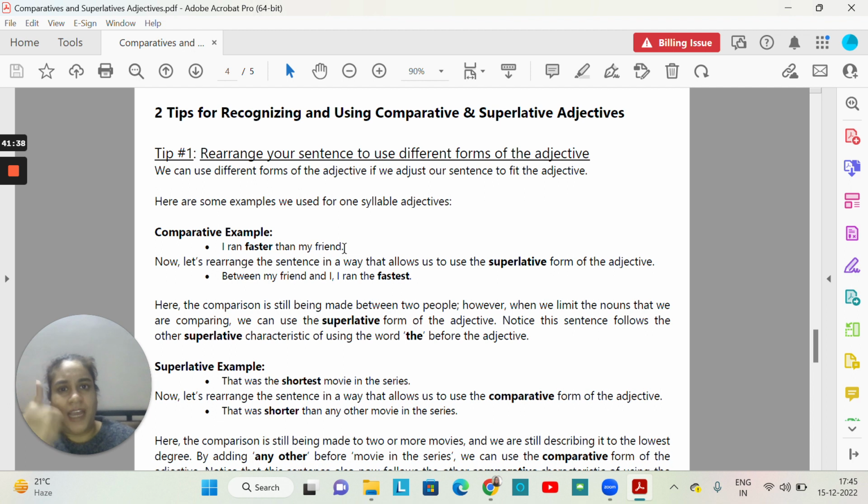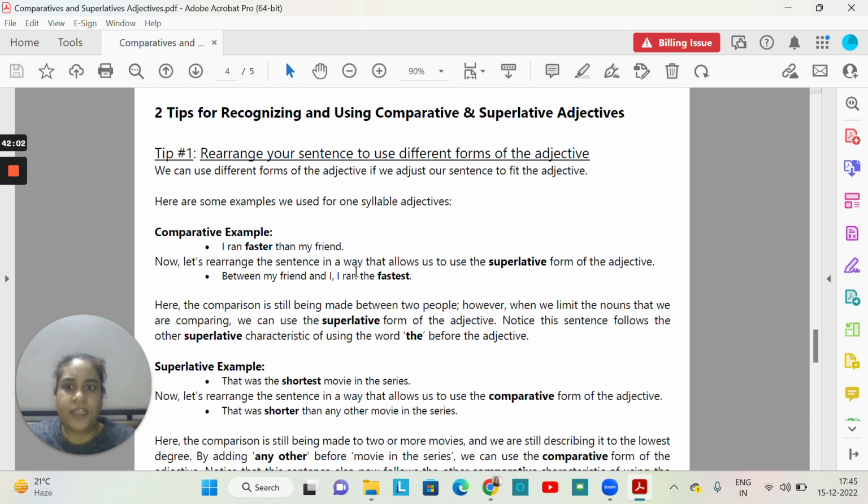The first noun is I. You're talking about yourself. Where is the second person now? My friend. Because you're comparing, one has to come first, the second will come later. In between will come the comparative adjective. Okay. And because it's a comparative adjective, you will add than after the comparative adjective.